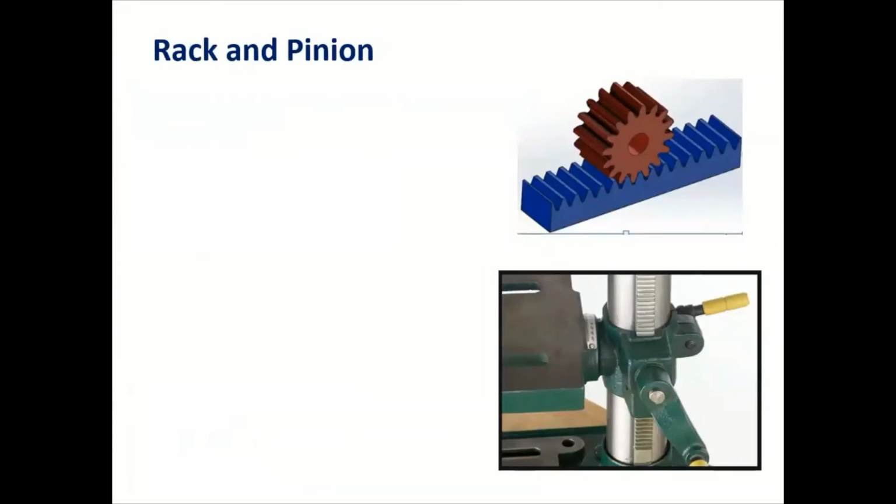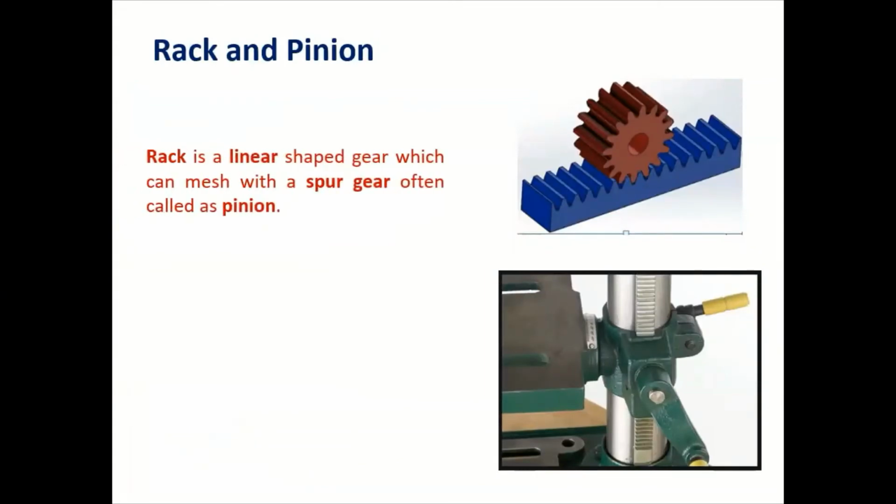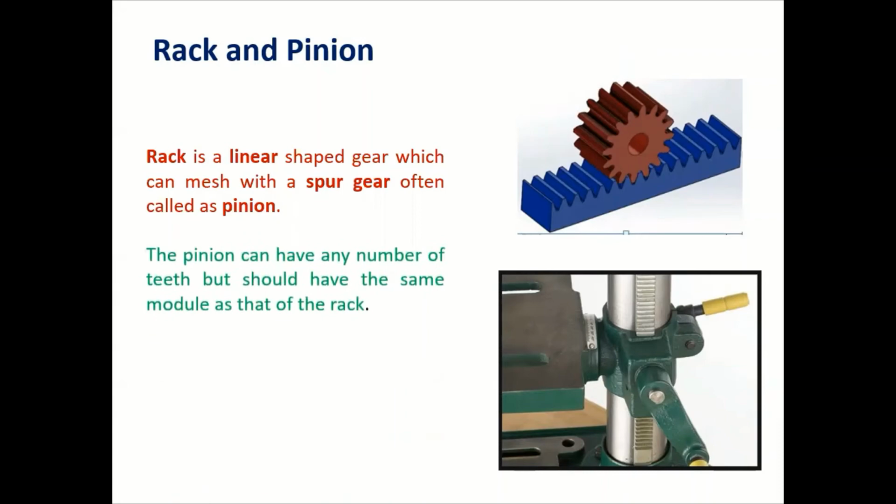Rack and pinion gear. The rack is linear. You can see this is a rack whose shape is linear, means it is a straight one, and it is meshed with the pinion. The pinion is nothing but a spur gear, which means the rack is meshing with the spur gear. The pinion can have any number of teeth but should have the same module as that of the rack.